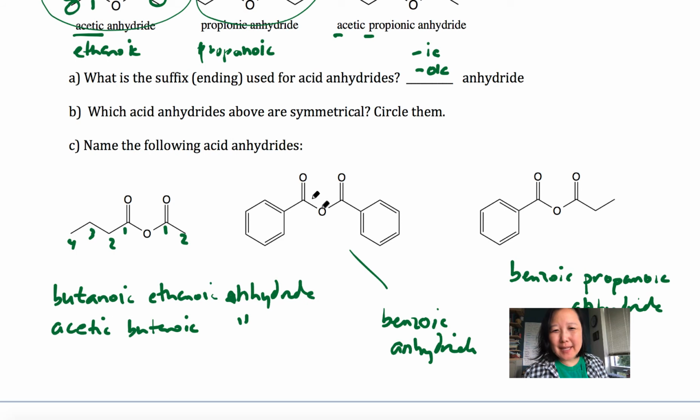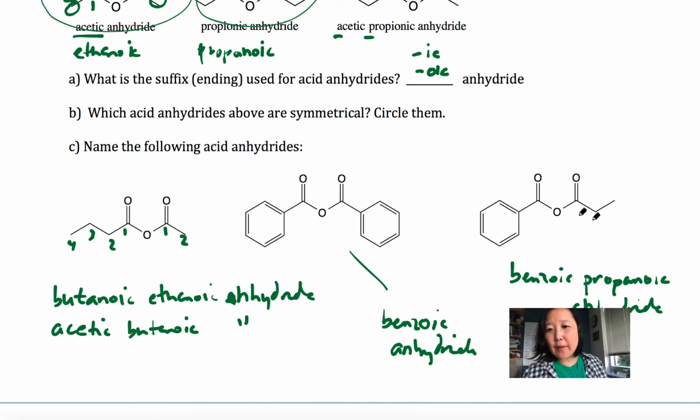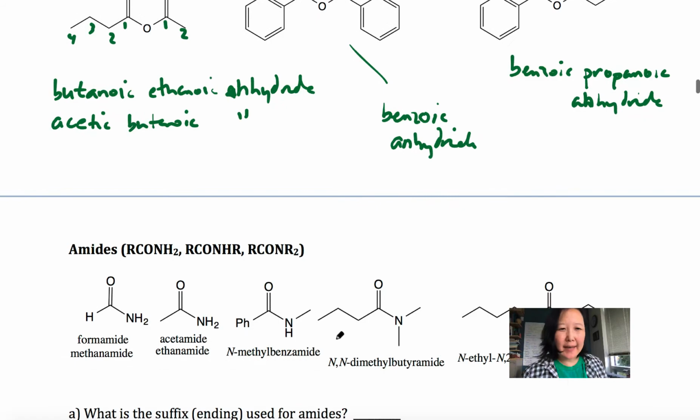Benzoic, okay, just like benzoic acid, but it's an anhydride. So benzoic anhydride. Benzoic again, and propanoic. So benzoic, propanoic anhydride. All right.